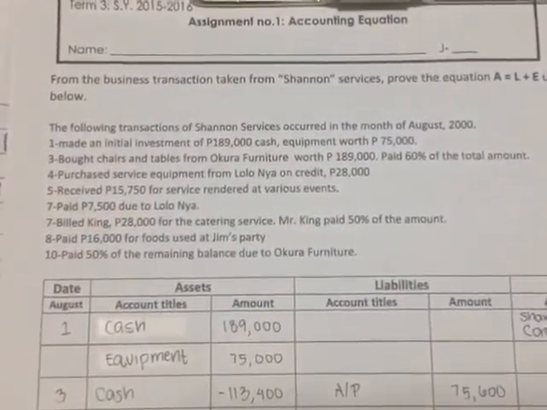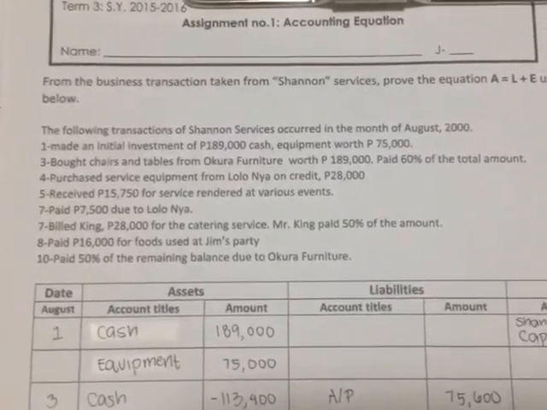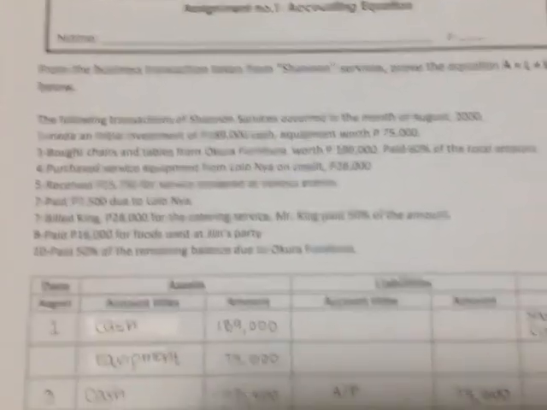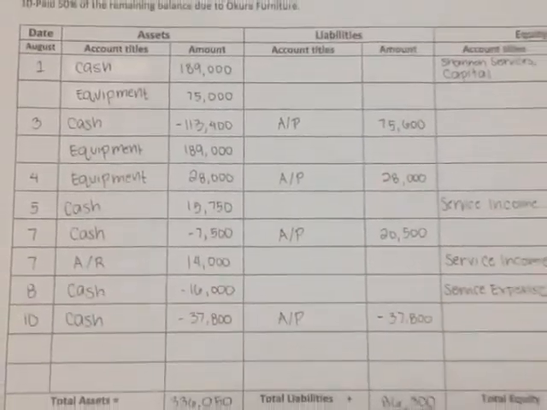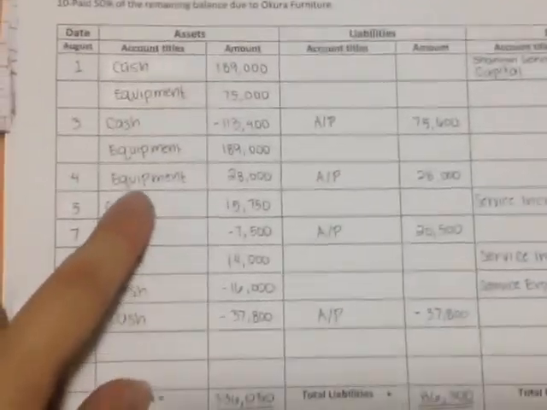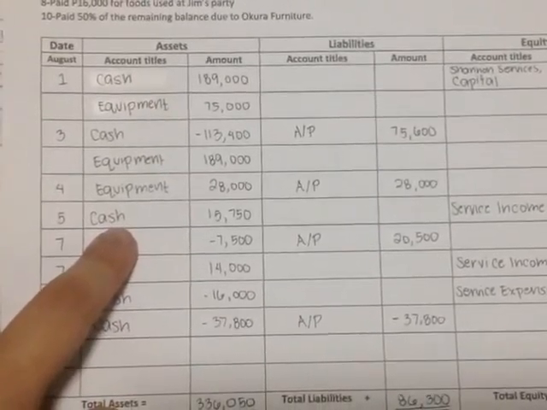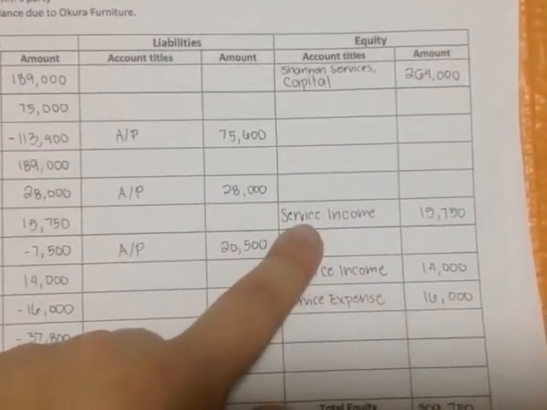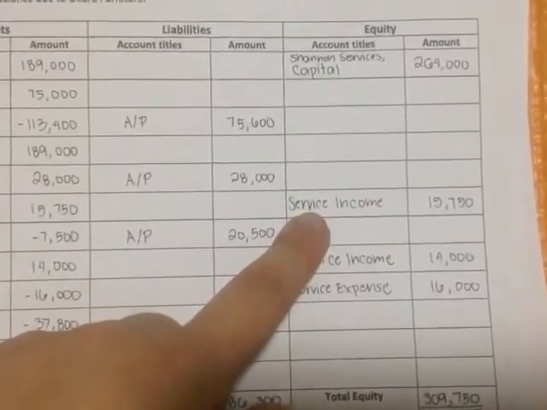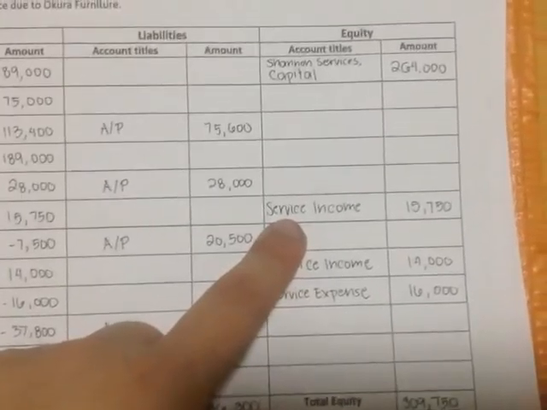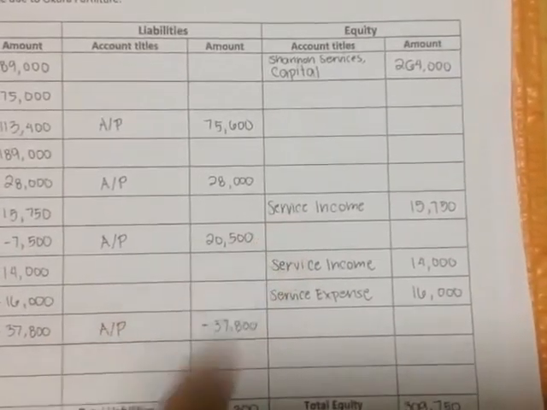The next transaction, which is on day 5, states received 15,750 pesos for service rendered at various events. Now, in the table, you would see that the account titles used are the following. One would be cash, since you were able to get sales, or rather service income. This would be an increase in the assets. Meanwhile, there is also an increase in the service income since Shannon Services was able to provide service for their client. Therefore, they would log it under equity with the account title service income.